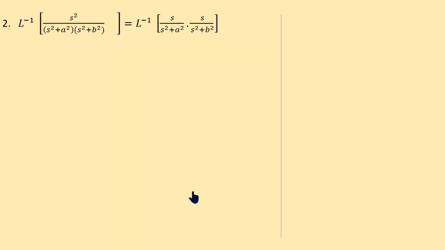One more example, s square by (s square plus a square) into (s square plus b square). So first step is write it as product of two functions, that is s by (s square plus a square), and here s square is there, so one more s is here, s by (s square plus b square). This is your capital F of s and this is capital G of s, and their inverse is small f of t is L inverse of F of s, that is cos at, g of t is L inverse of G of s, that is cos bt.